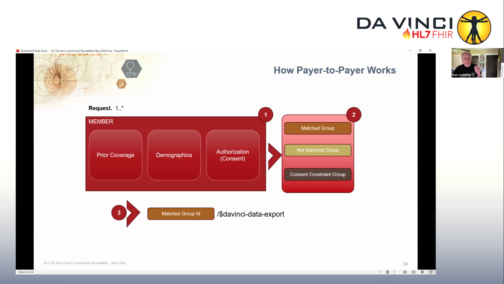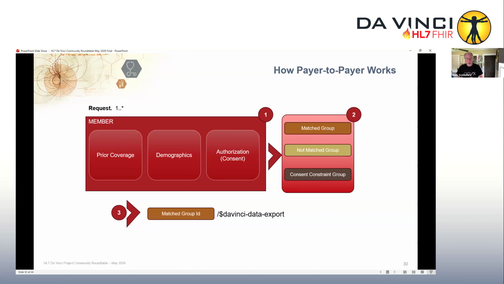And now the new plan can take that matched group, and they can use that as the driver to do the bulk Da Vinci data export. Now, this is an operation that's defined in the attribution IG. Again, one of the things we try and do in Da Vinci is to not try and do 3 different ways of doing the same thing. So we're actually using the same Da Vinci data export that is there in attribution. And so you simply call it with that particular matched group, and you would get back the data for those members that have joined you and said they want you to collect their data.